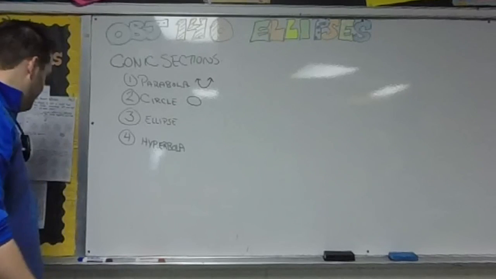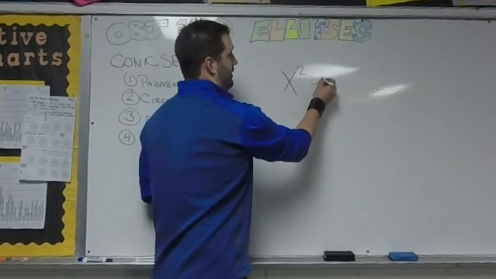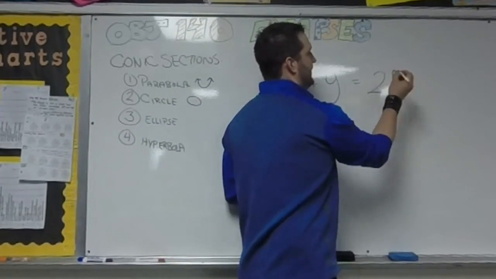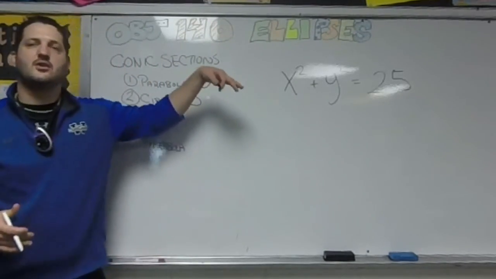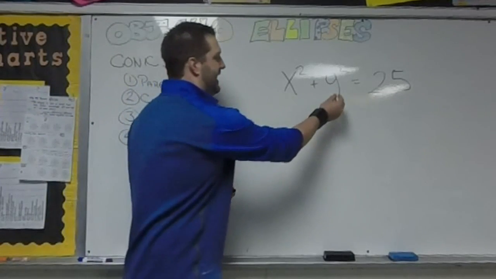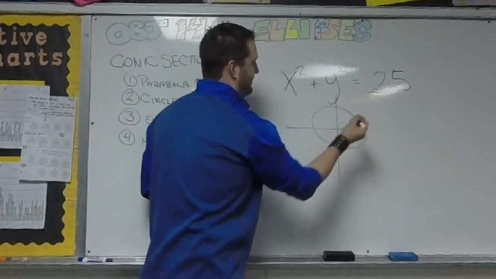Now, if you remember yesterday, the equation of a circle said x squared plus y squared equals r squared, so like 25. So this is the equation of a circle with a radius of what? 5. So if you sketched it, remember you just go out 5, and you just have a circle right there like that.